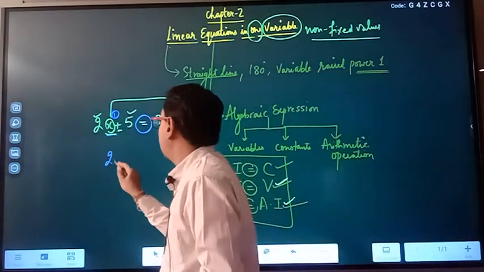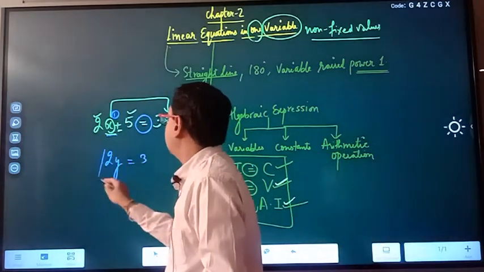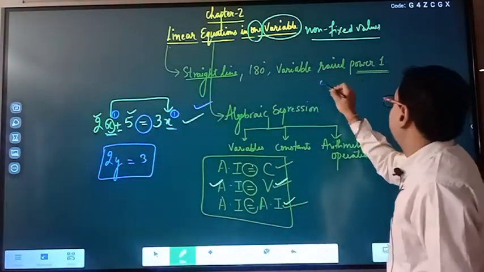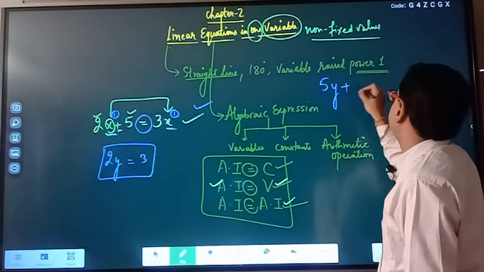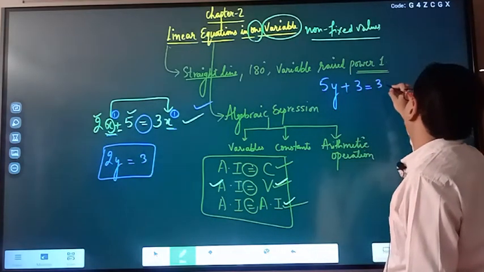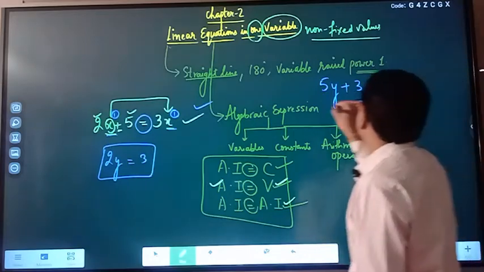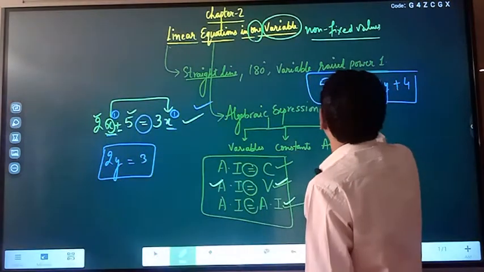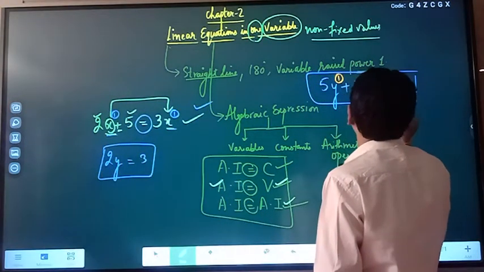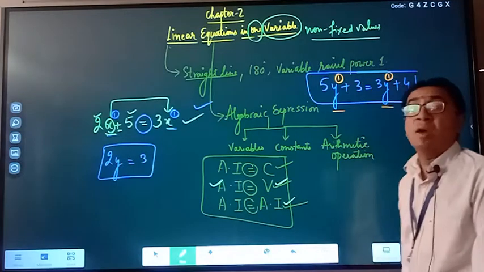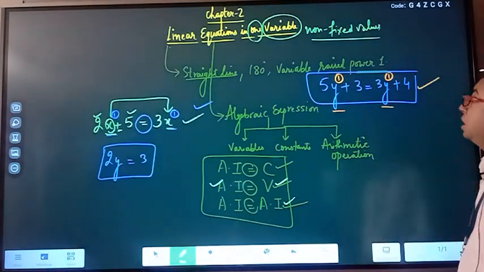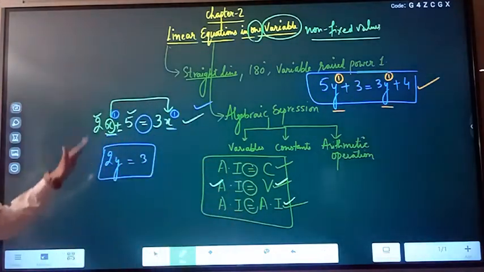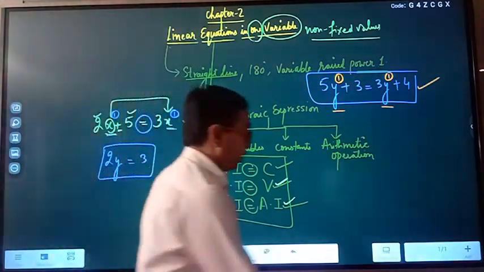Another example, 2y is equal to 3. It's a linear equation in one variable. We can have 5y plus 3 is equal to 3y plus 4. It's a linear equation in one variable. Why? Because you can clearly see the variable power is 1. Throughout the equation we are having y as the variable. That is why it's a linear equation in one variable. Are we clear with the concepts of linear equation in one variable?